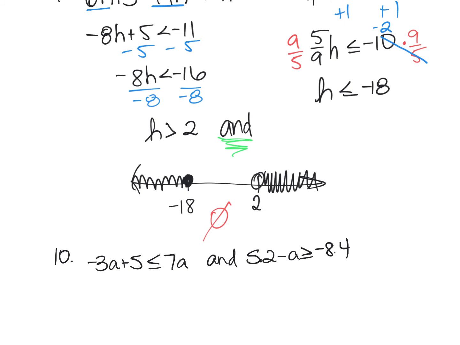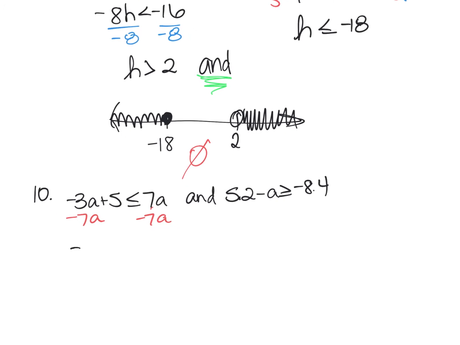I have variables on both sides of the inequality. I like my inequalities with the variables on the left. So I'm going to go against my positive variable rule here, and I'm going to move my variables to the left. The problem here is that gives me negative 10a plus 5 is less than or equal to 0. Now, could you have done it the other way and added 3a? Absolutely. And it's actually shorter that way.